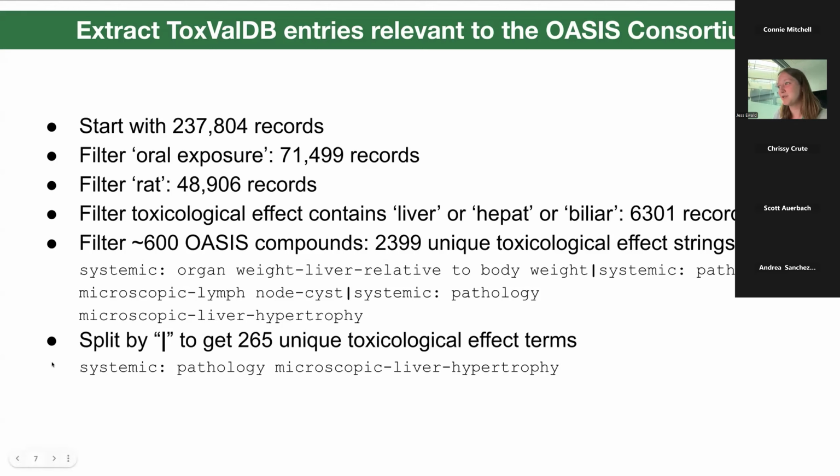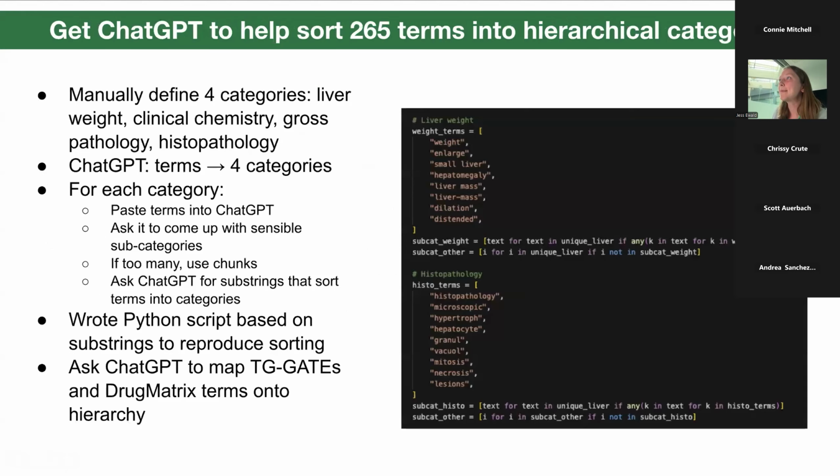So the task was to try and map these almost 300 terms to a common set of categories that we could use to start analyzing our data. So what I did is I went back and forth with ChatGPT. I manually defined four large categories: liver weight, clinical chemistry, gross pathology, and then histopathology. And then I took all of the terms and, in batches, I just pasted them into ChatGPT and asked it to map each term to each of the four categories.